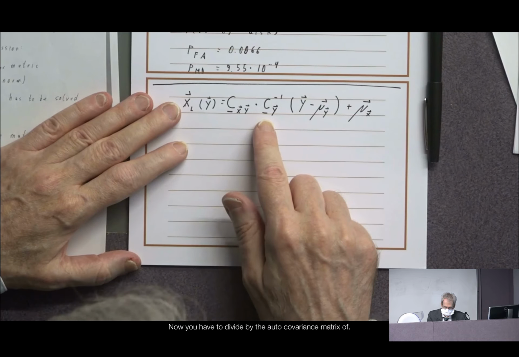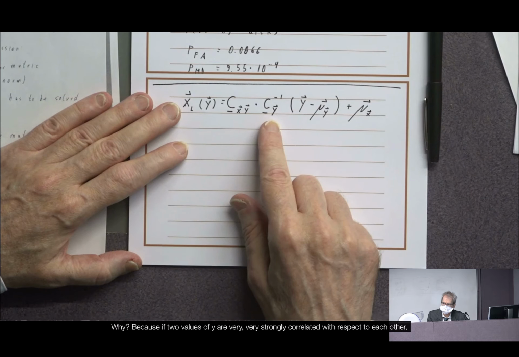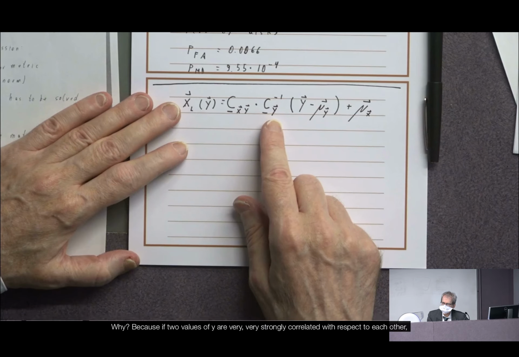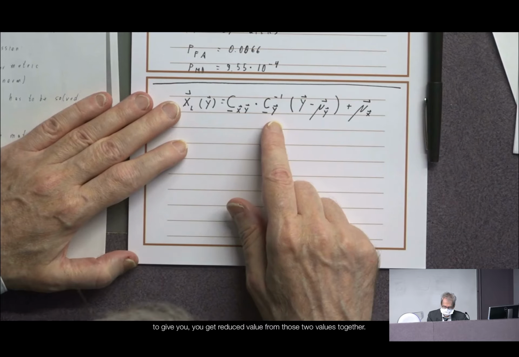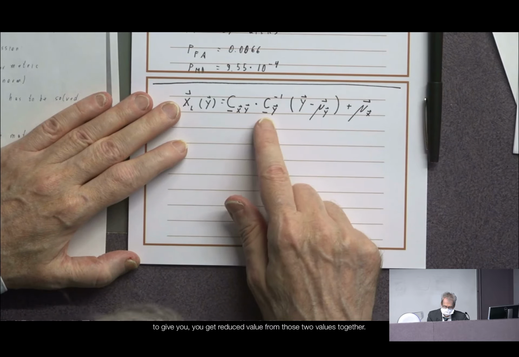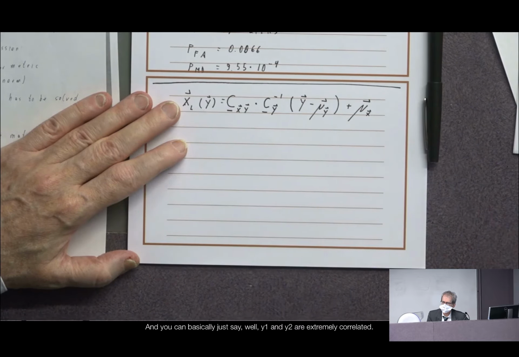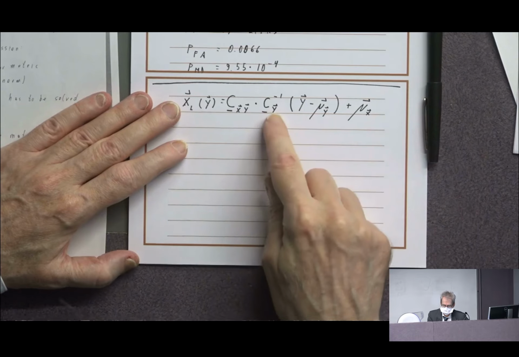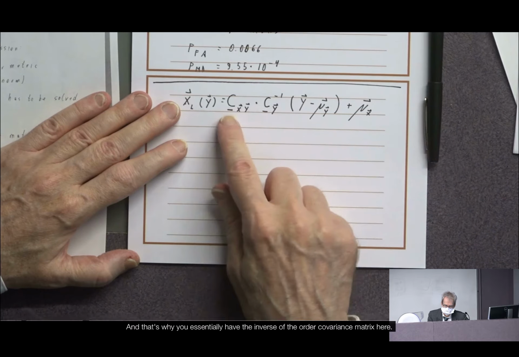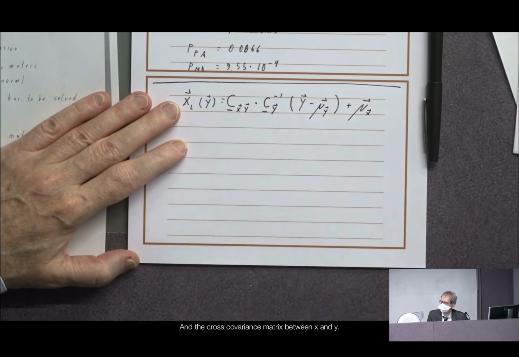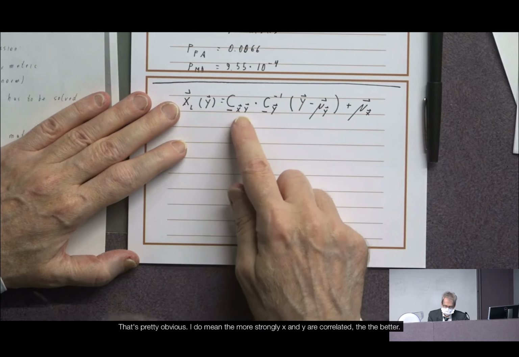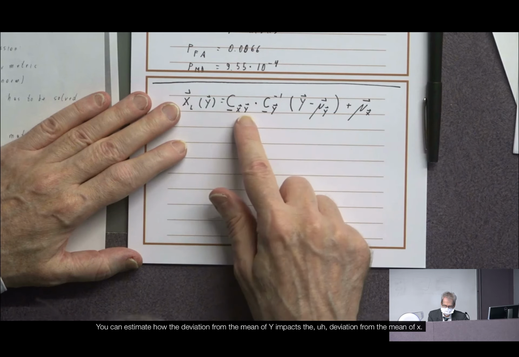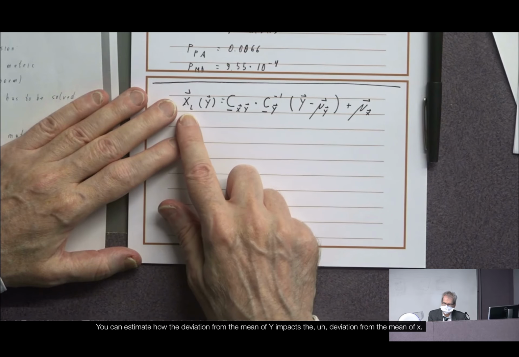Now, you have to divide by the autocovariance matrix of y, because if two values of y are very strongly correlated with respect to each other, you get a reduced value from those two values together. If y1 and y2 are extremely correlated, I cannot say y1 gives me information about x and y2 gives me information about x, because y1 and y2 basically carry the same piece of information. That's why you have the inverse of the autocovariance matrix here. And the cross-covariance matrix between x and y is pretty obvious: the more strongly x and y are correlated, the better you can estimate how the deviation from the mean of y impacts the deviation from the mean of x.